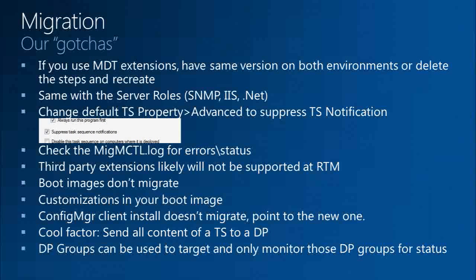Yeah. Another thing that we found when we migrated using the tool is for task sequences that were migrated over, there's a checkbox that doesn't get checked that is typically there by default when you create a new task sequence. This is "suppress task sequence notifications." When you migrate a task sequence, this is unchecked. If you were to just go into the Config Manager 2012 console and create a task sequence, it's automatically checked.